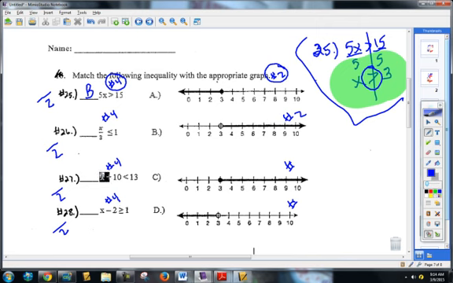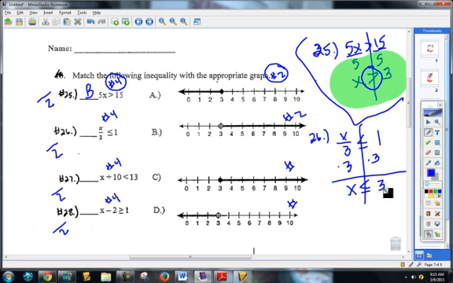Okay. Number 26. X divided by 3 is less than or equal to 1. So I'm going to multiply 3. Multiply 3. I learned that x is less than or equal to 3. Okay, right there is the first point. Give yourself a check or an X on learning target number 4.